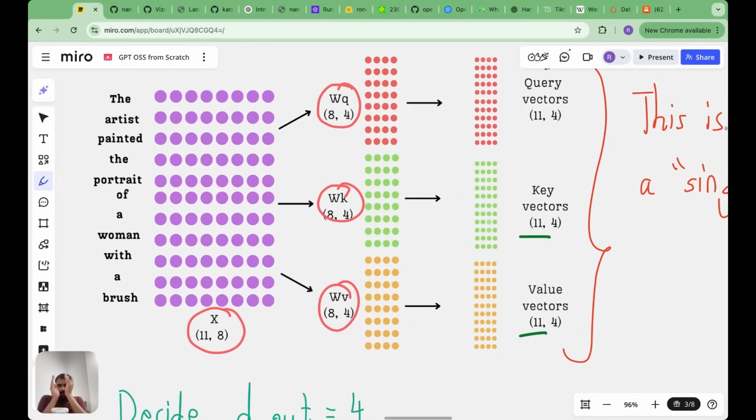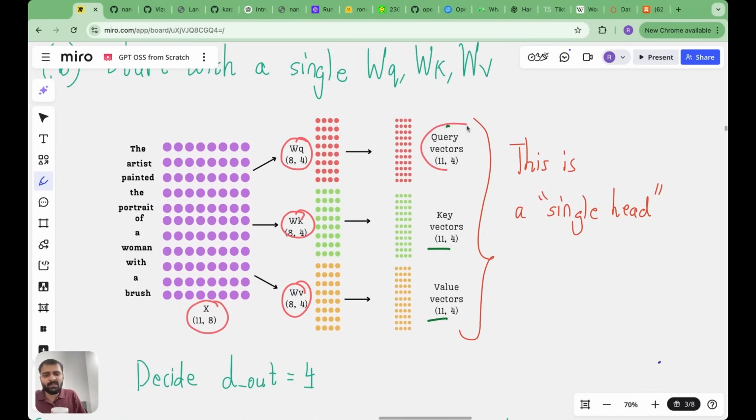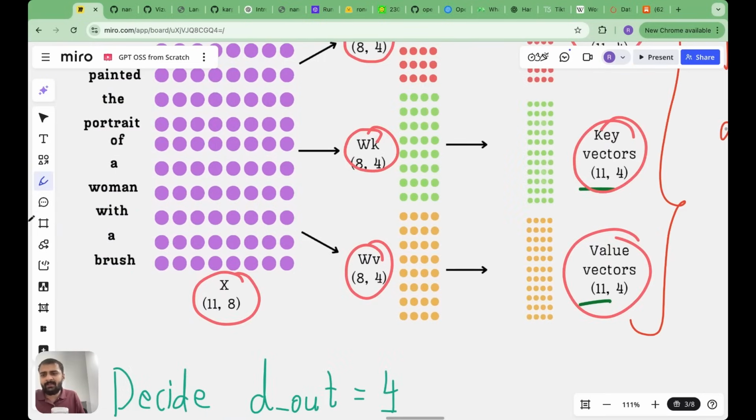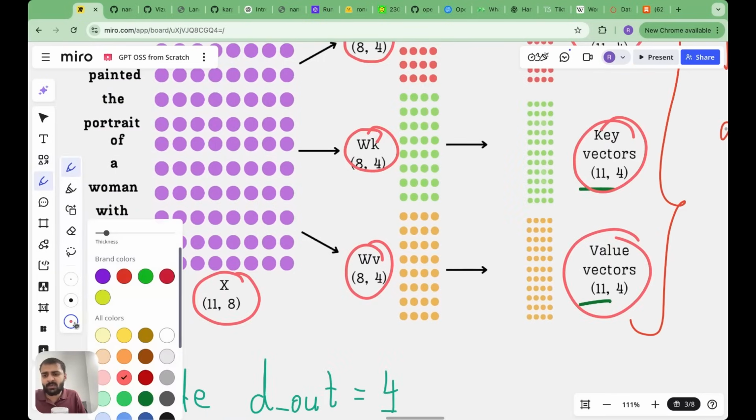When we multiply the input matrix with this WQ, WK, and WV, we get matrices which are called the query, the key, and the value. So this is 11, comma 8. When we multiply it with 8 by 4, we'll get 11 by 4, 11 by 4, 11 by 4. Three dimensions here are already fixed. The fourth one can be varied.